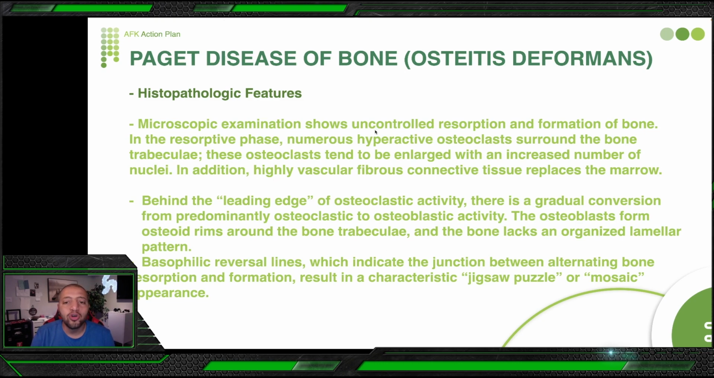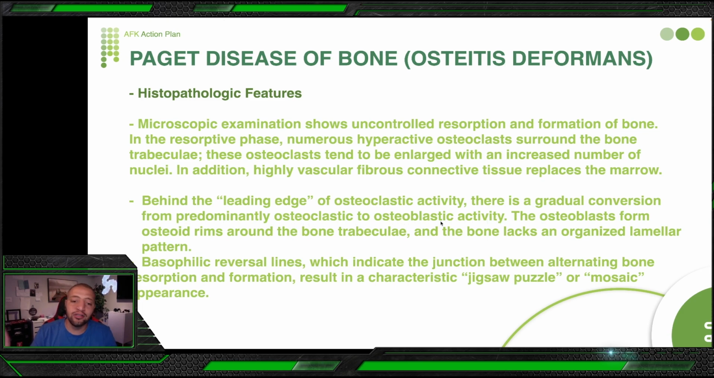Microscopic examination shows uncontrolled resorption and formation of bone in the respective phases. Numerous hyperactive osteoclasts surround the bone trabeculae. These osteoclasts tend to be enlarged with an increased number of nuclei. In addition, highly vascular fibrous connective tissue replaces the bone marrow. Behind the leading edge of osteoclast activity, there is a gradual conversion from predominantly osteoclastic to osteoblastic activity.